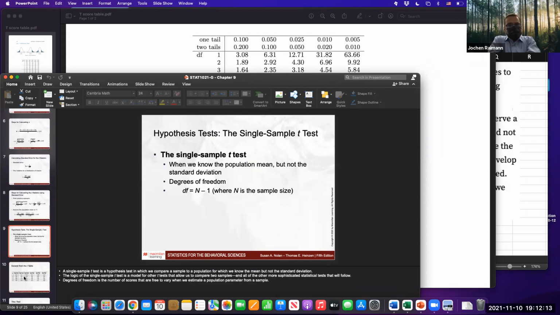So that's a single sample t-test. It's single sample because you only have one sample. You take the degrees of freedom instead of the sample size for the calculation of the standard deviation. That's the only difference in the estimation of the variability. Then you use the standard deviation to estimate the standard error of the mean, which is the distribution of the sample means, the variability. And you use that for hypothesis testing to calculate your t.